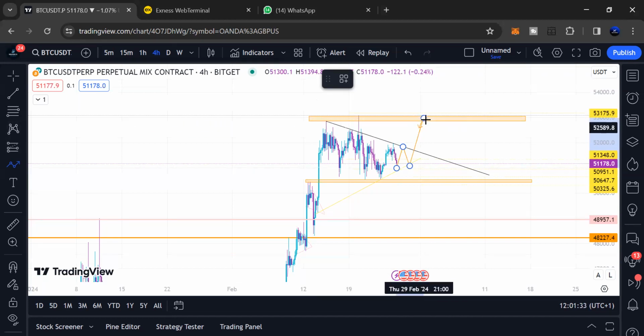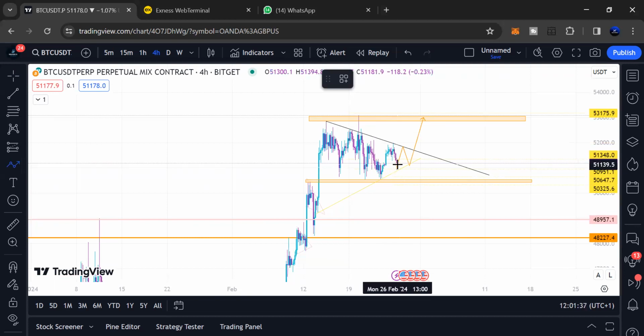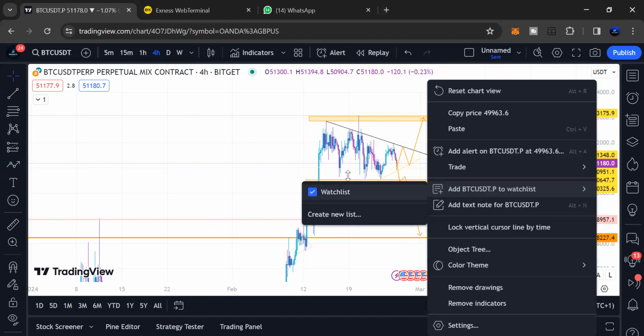Or on the flip side, we could also have a situation whereby this continues, eventually closing below this support here, comes to hit this major support line here, goes up again, and then drops lower. So these are just the two scenarios that we are watching.